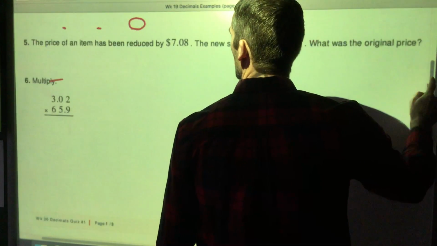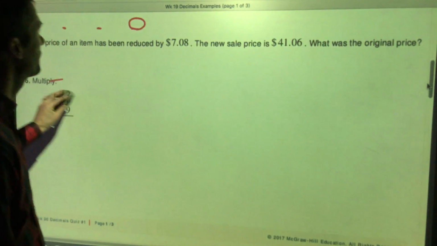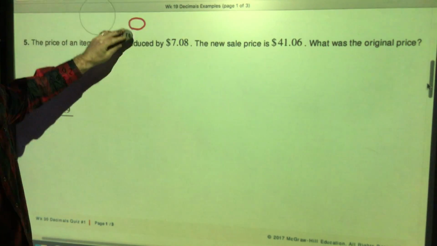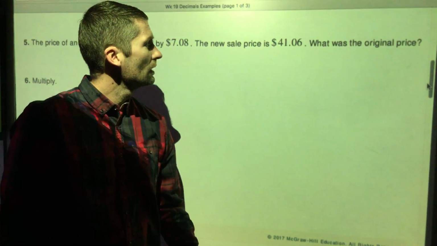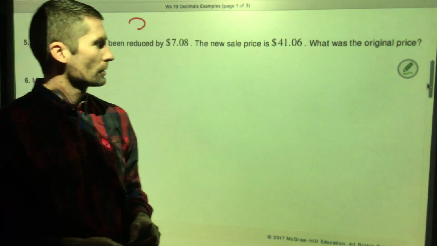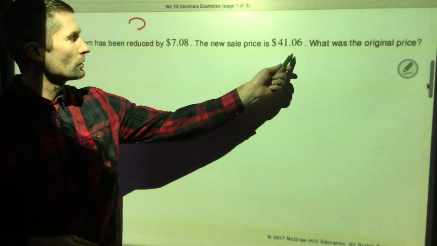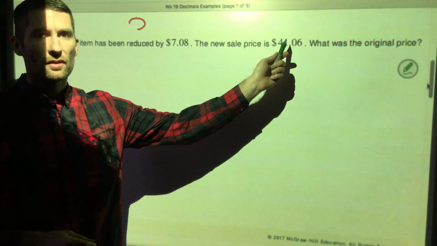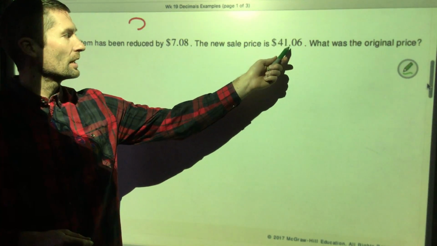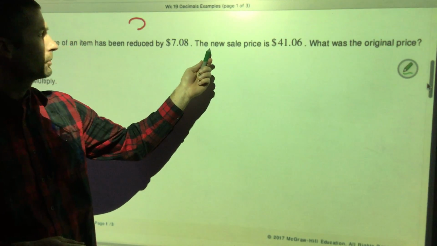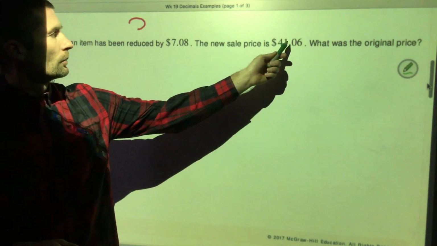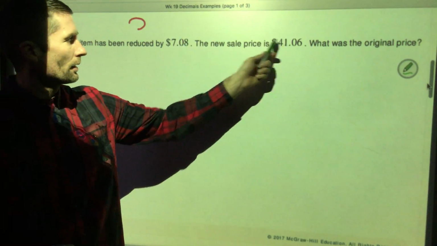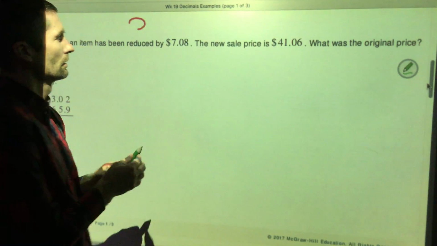Number 5, the price of an item has been reduced by $7.08. The new sale price is $41.06. What was the original price? Okay, so we know it's been reduced, so it's gone down, and now it's this. So the original price had to be higher than this because this is a sale price. So we're not going to subtract these, we're going to add these.